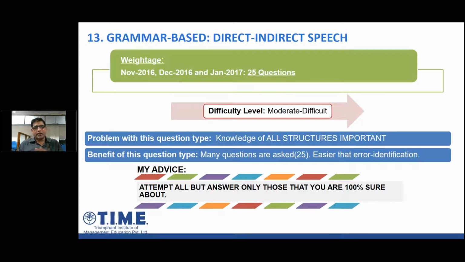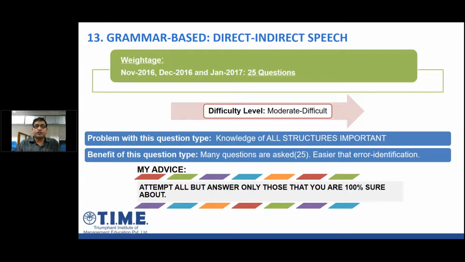Okay, and just like active voice, passive voice structures are fixed, direct indirect speech structures are also fixed. And the problem is you should be very, very thoroughly knowledgeable about all these structures. So clear that if I give you a direct speech sentence, you should immediately be able to tell me what is the indirect speech sentence. It should be so thorough.